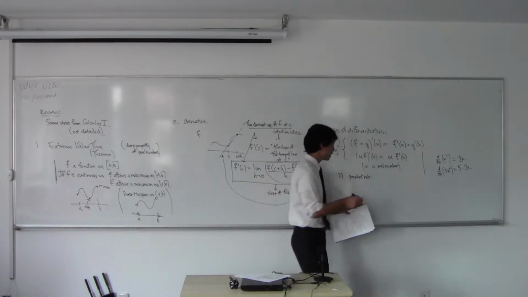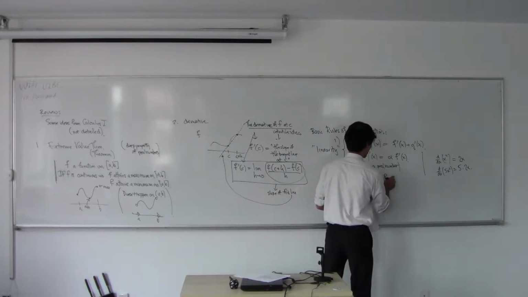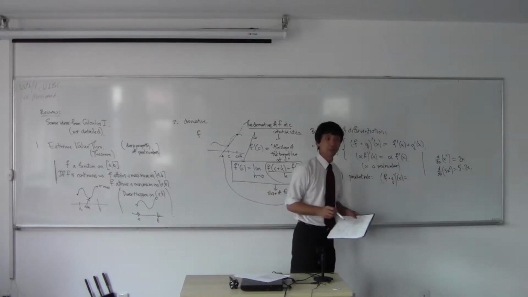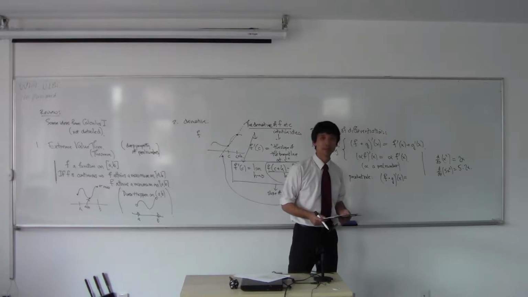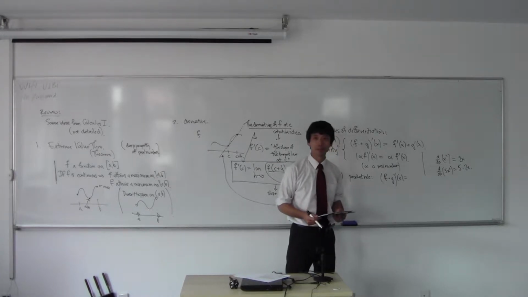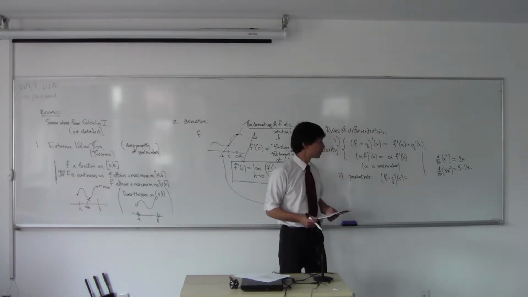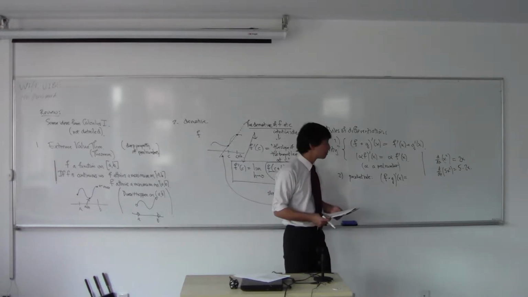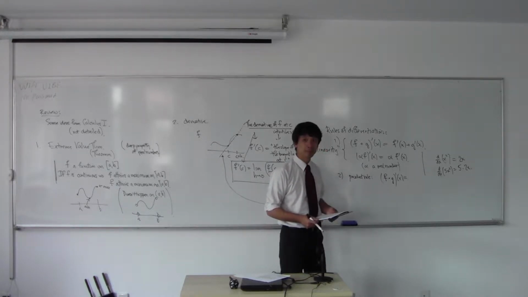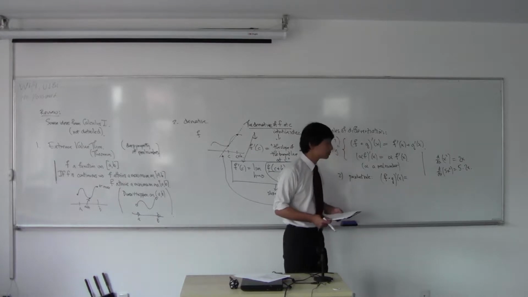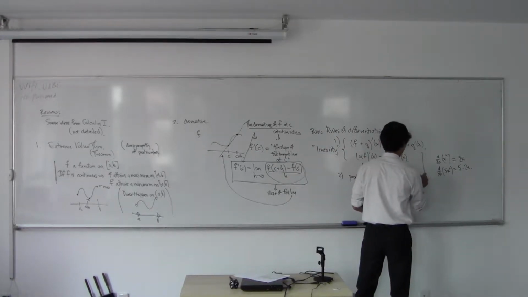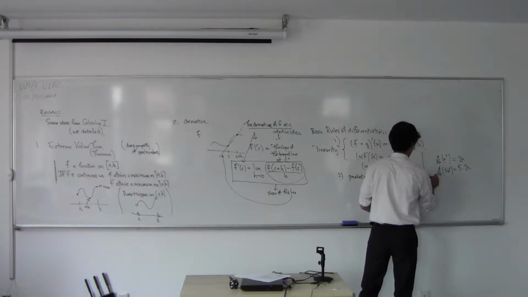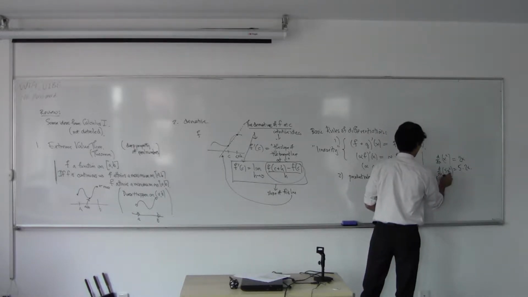Rule for derivatives, right? You have a product of derivatives. You're taking the derivative of the product. What do you get? f prime of x times g of x plus f of x times g prime of x. Exactly, right? f prime of x times g of x plus f of x times g prime of x.